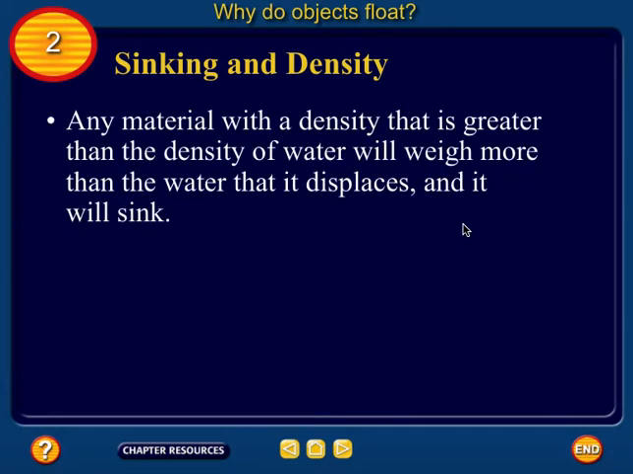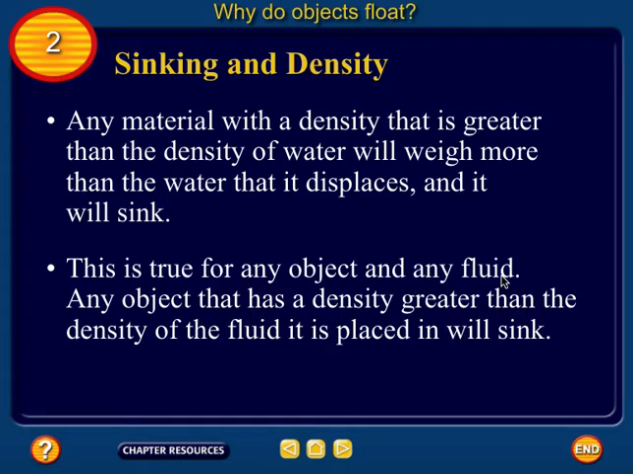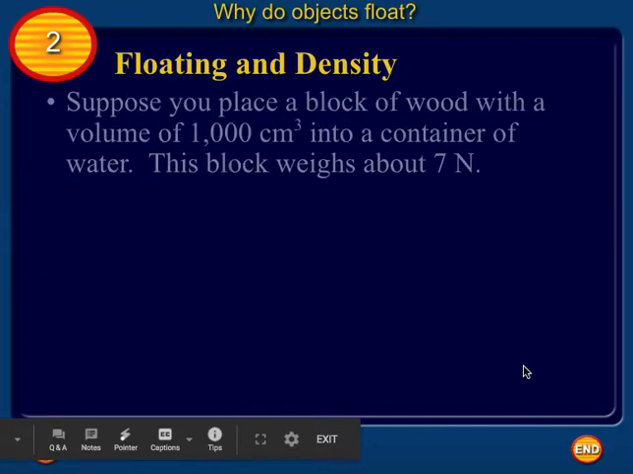Sinking and density, on page 353. Any material with a density that is greater than the density of water will weigh more than the water that it displaces, and it will sink. So if it's got a greater density than the fluid that it's in, it sinks. If it's got a lesser density than the fluid that it's in, it will float. This is true for any object and any fluid. Any object that has a density greater than the density of the fluid it is placed in will sink.